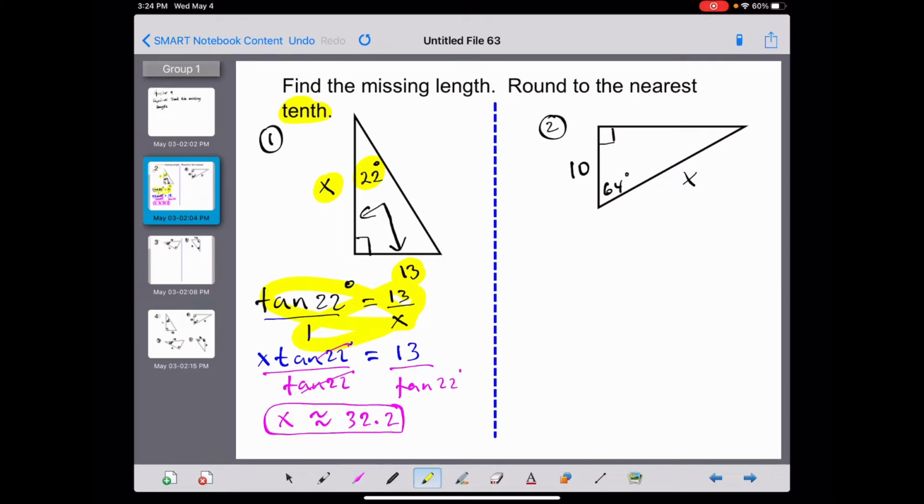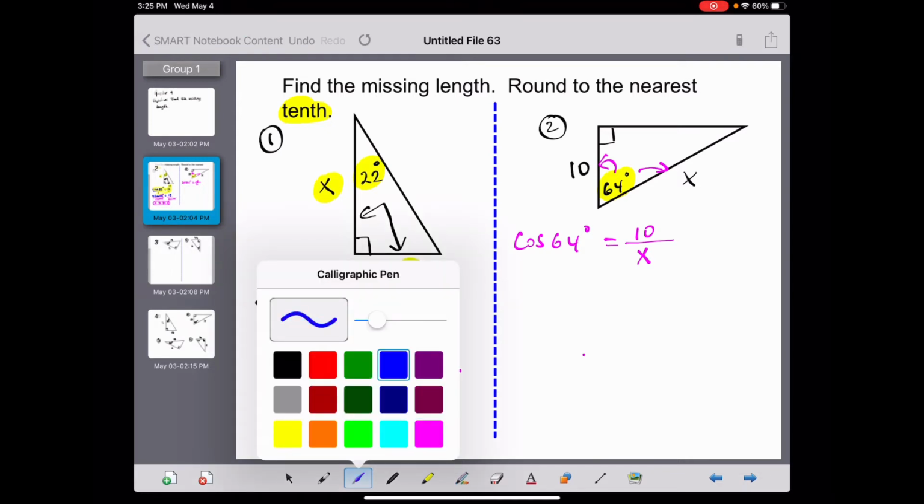For this one, it gives you this angle right here, 64 degrees, and the sides that it gives you are the hypotenuse and adjacent, okay? So you would ask yourself, what trig function uses adjacent and hypotenuse? And that would be cosine. So you write cosine 64 degrees equals adjacent, which is 10, over x.